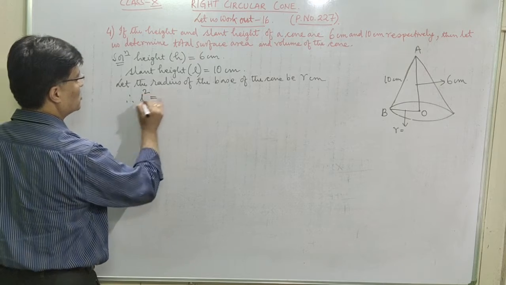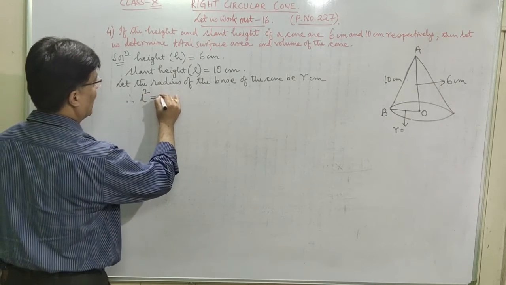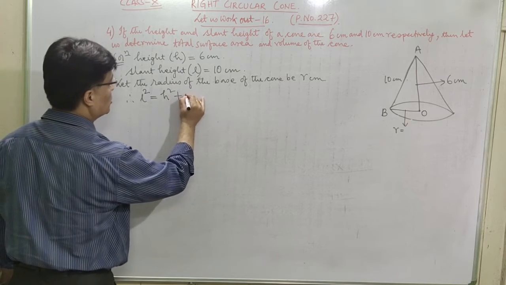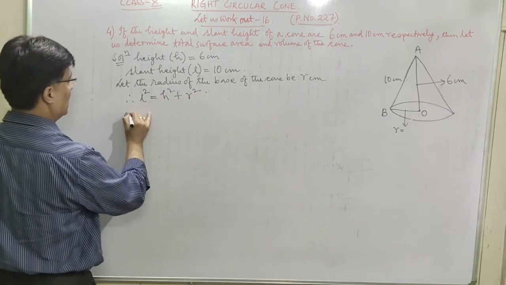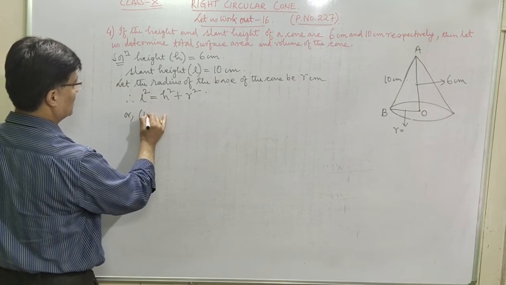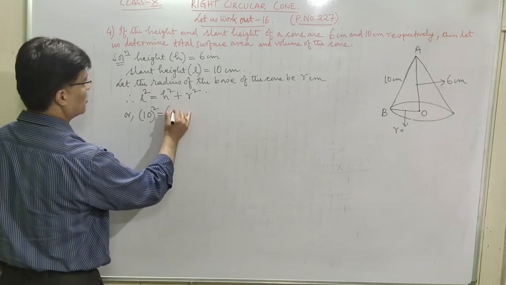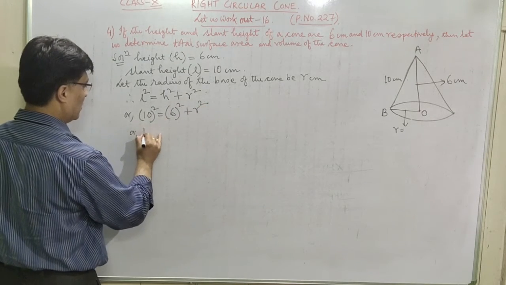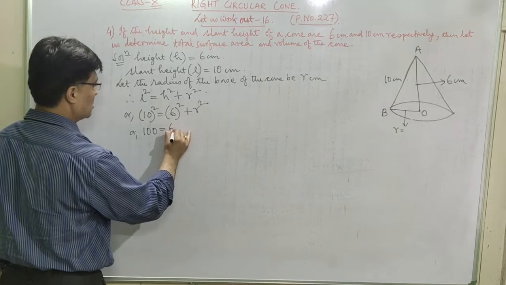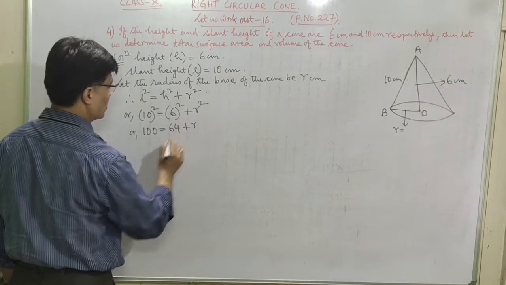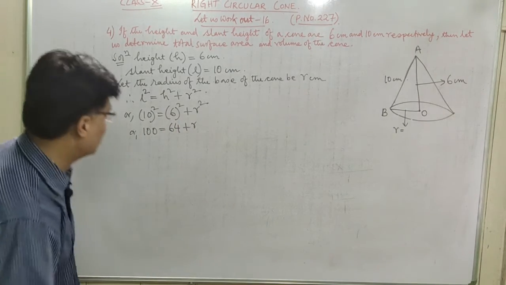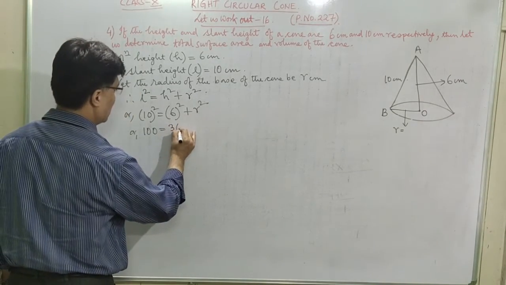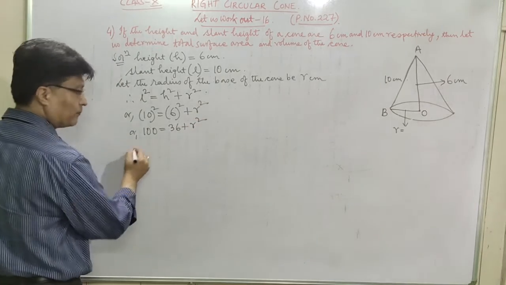you know that slant height whole square is equal to height whole square plus radius of the base of the cone whole square, that is your r square. So what is L whole square here? This is 10 whole square is equal to what is h whole square? 6 whole square plus r square. Or what is 10 whole square? 100 is equal to 6 whole square. Oh sorry, 6 whole square is 36. 6 6s are 36 plus r square.